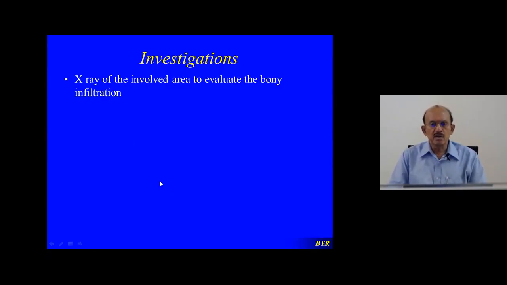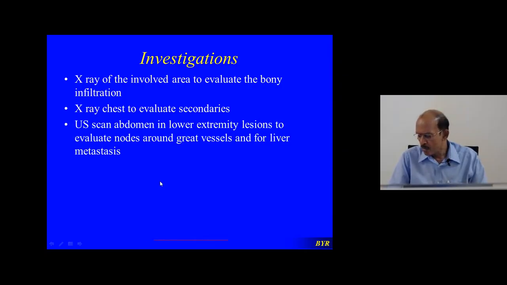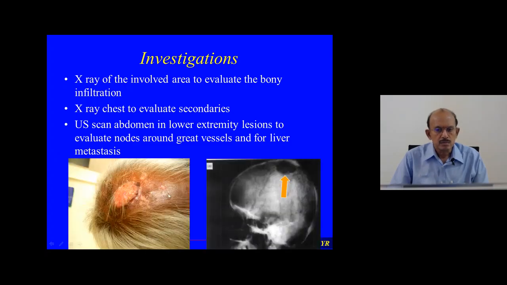You have to take the X-ray of the area to know about the bony infiltration. Then X-ray of the chest to evaluate for secondaries. Ultrasound scan of the abdomen in lower extremity lesions to evaluate nodes around the great vessels and for liver metastasis. So this gentleman presented with this ulcer over the scalp region. So I have taken an X-ray. You can see erosion.